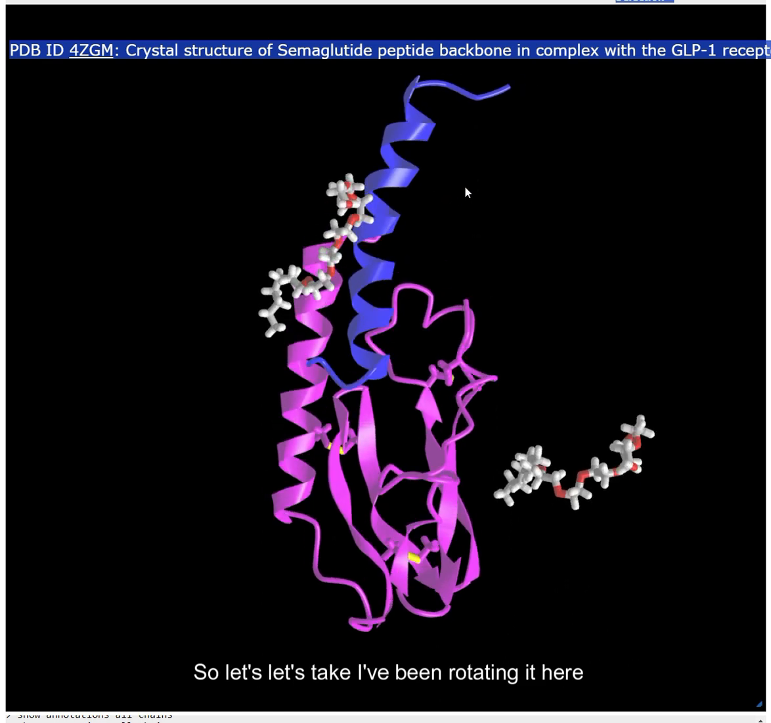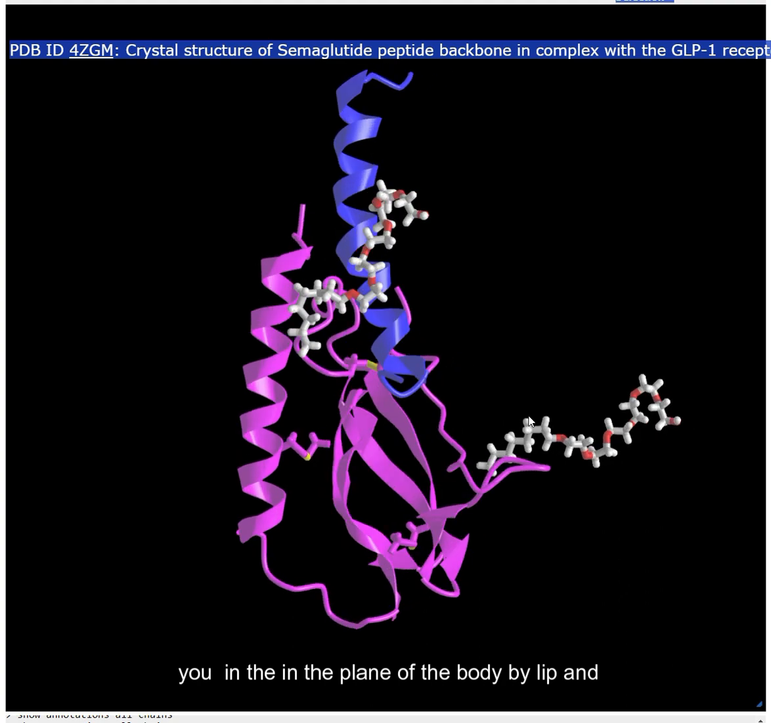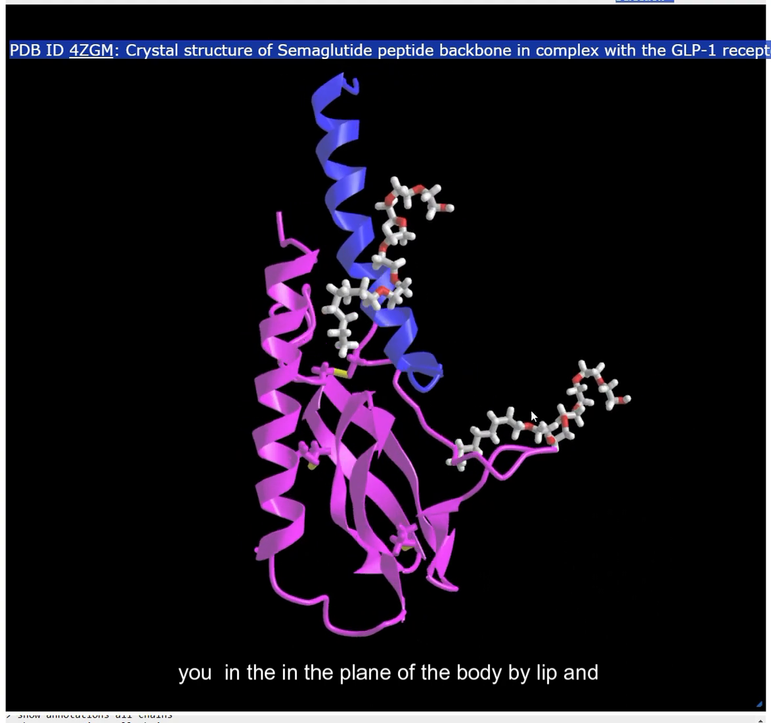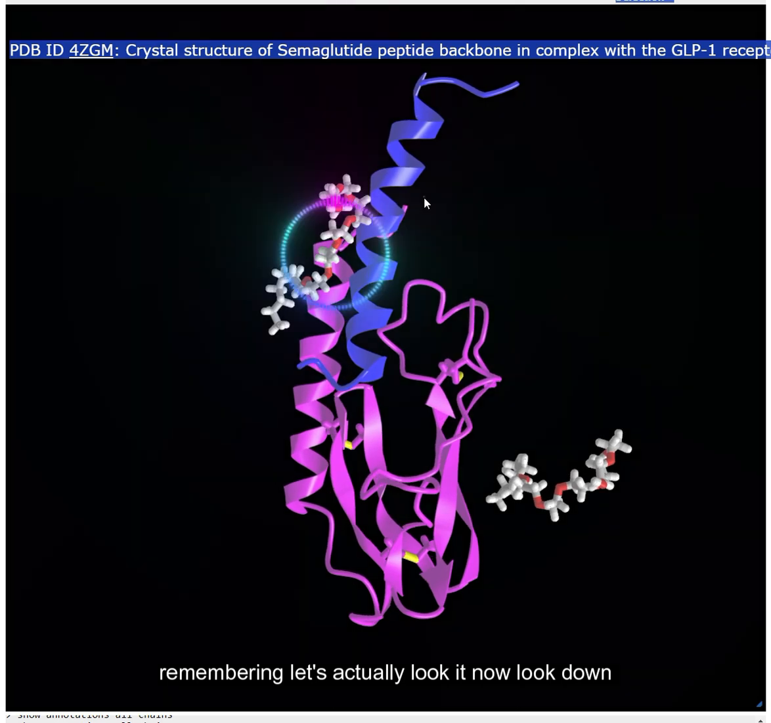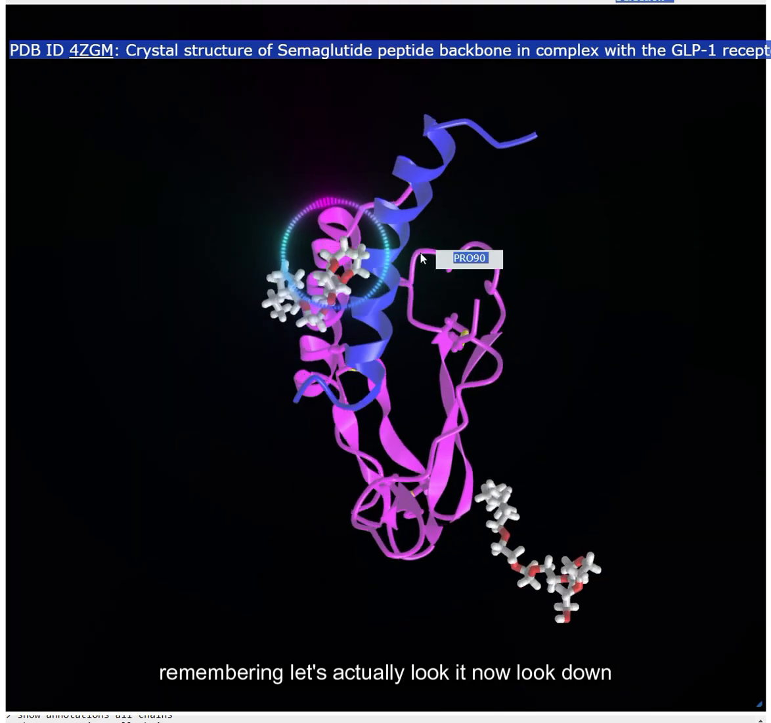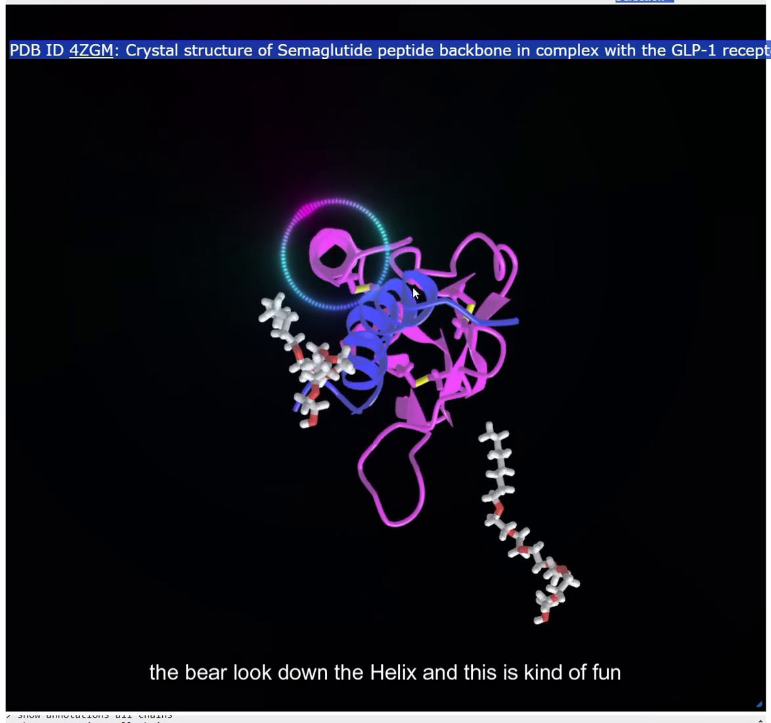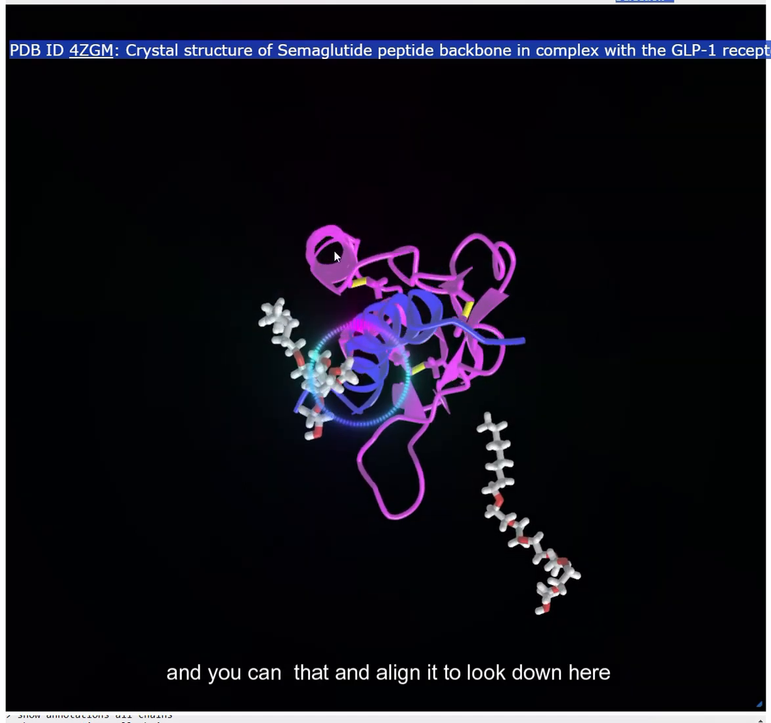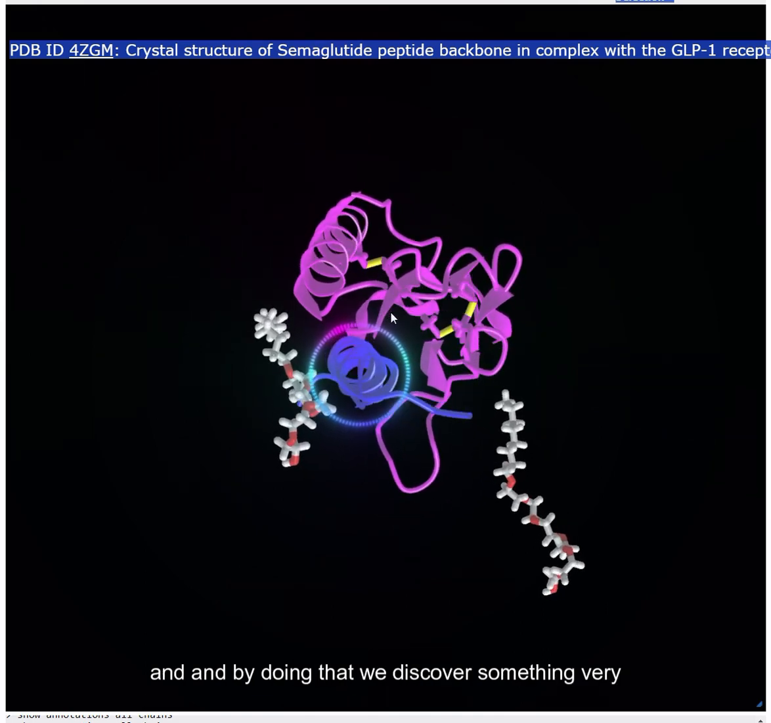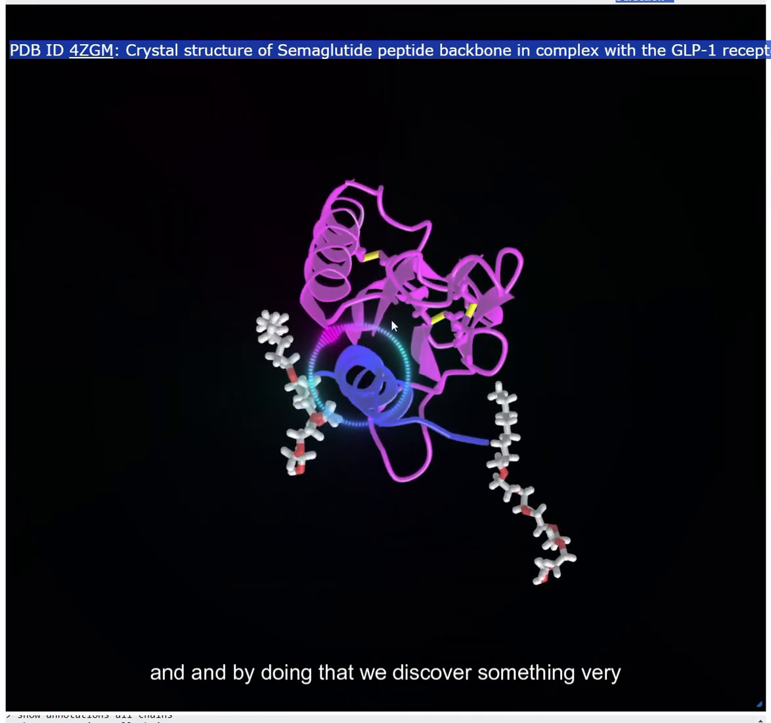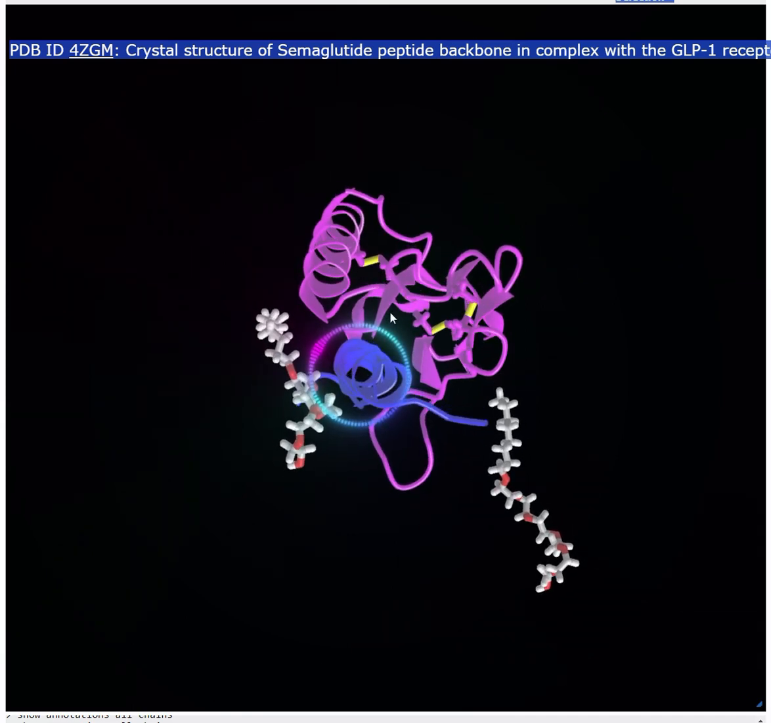Yeah. So I've been rotating it here, in the plane of the bilipid membrane. Let's actually look down the helix, and this is kind of fun. That's beautiful. You can see that, and then align it to look down here. And by doing that, we discover something very, very interesting that we did not see previously.